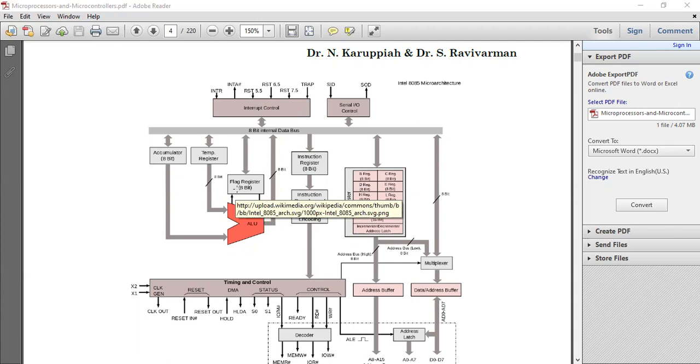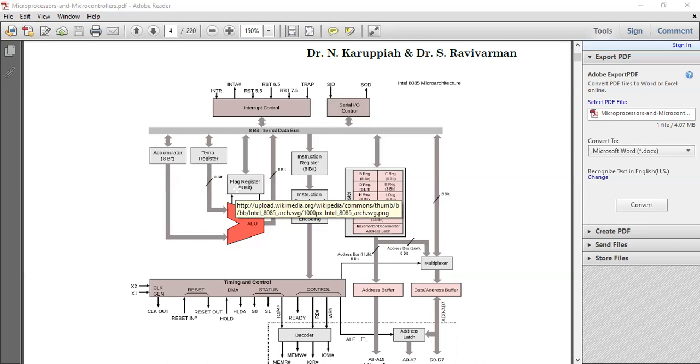Next, the carry flag: whenever you perform an addition operation on 8-bit numbers, if you get a carry after the 8th bit, then your carry flag will be set. Next we have the zero flag: after performing any addition, subtraction or multiplication, if you get the resultant zero, then your zero flag will be set.